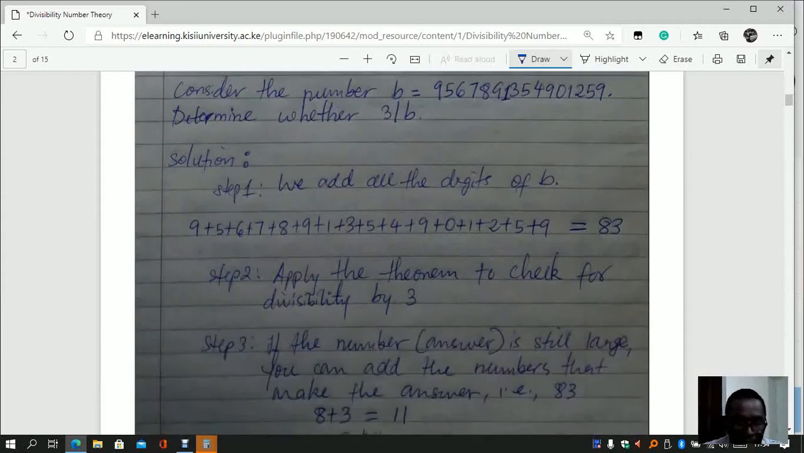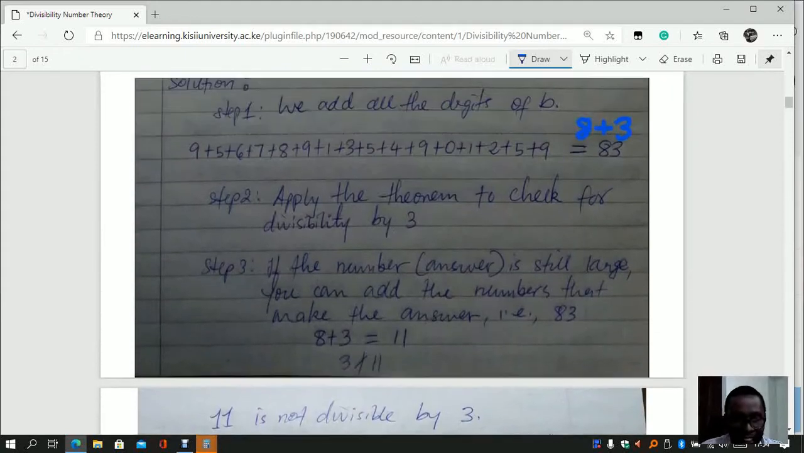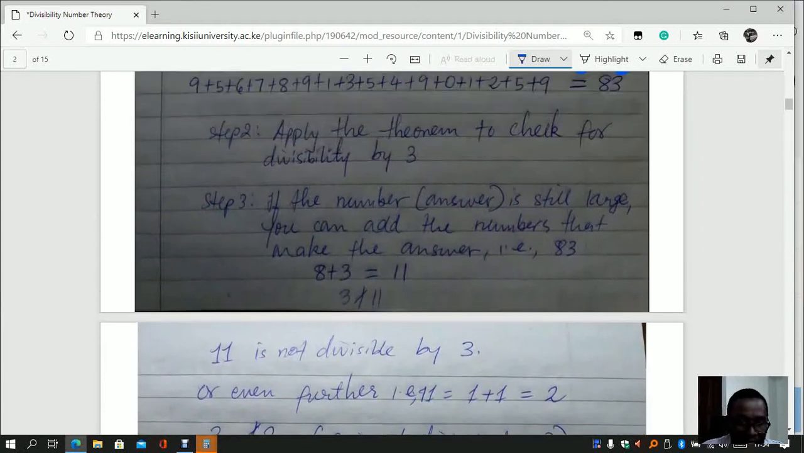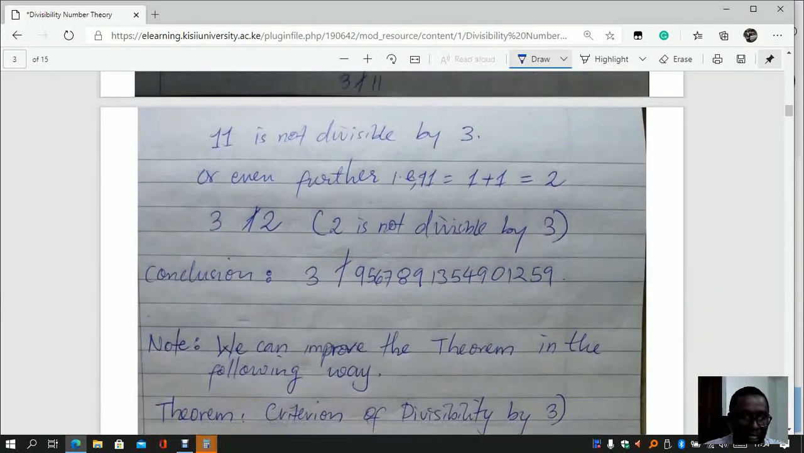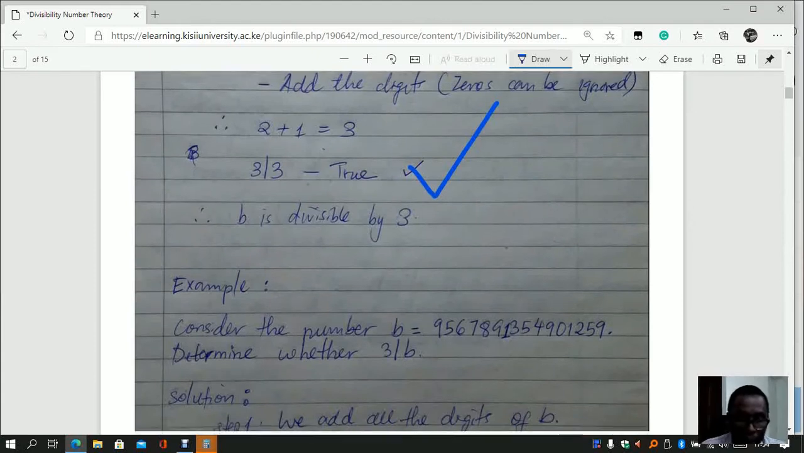We add all the digits of b. So 9 plus 5, and so on to the last one. We get 83. We might not know whether this is still divisible by 3, so we can again add 8 plus 3, which is 11. Is 11 divisible by 3? It's not. So in that case, we can say that 3 does not divide 11. 11 is not divisible by 3. Yes, so that is very clear. It's very simple for us to see what usually happens.